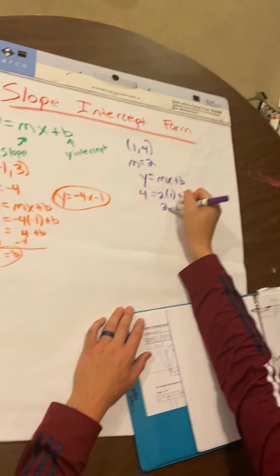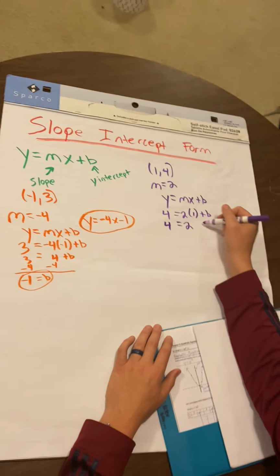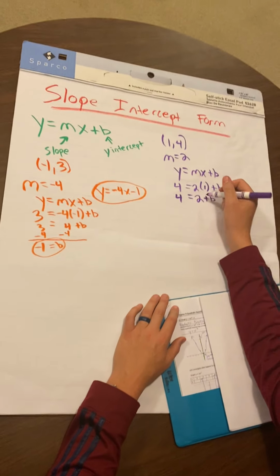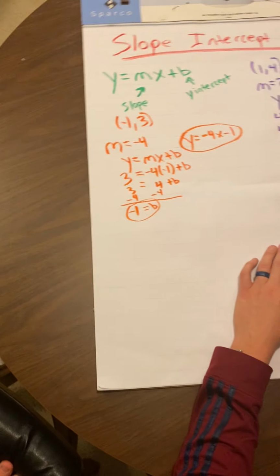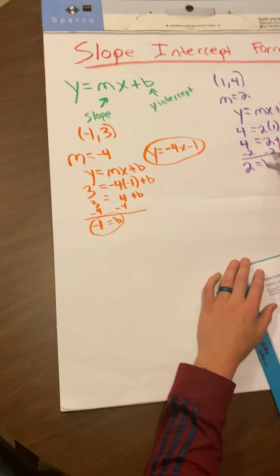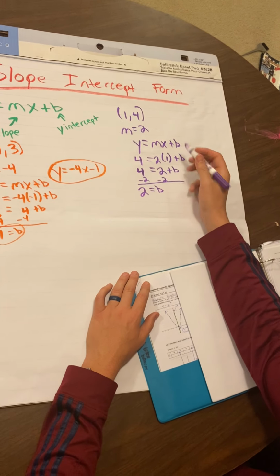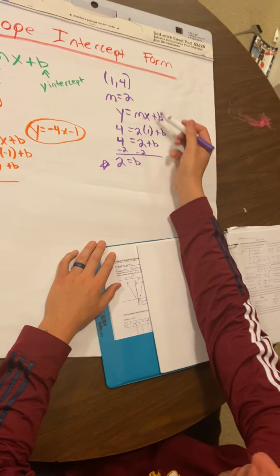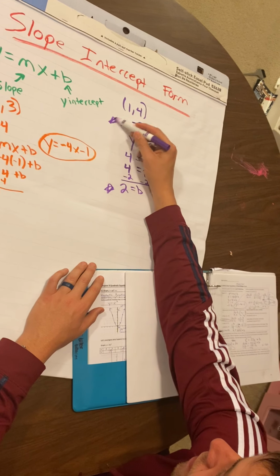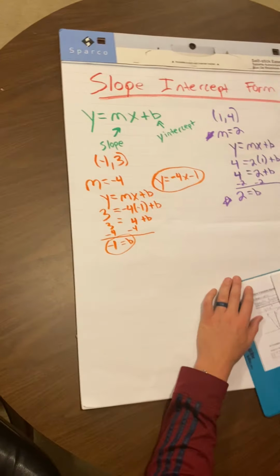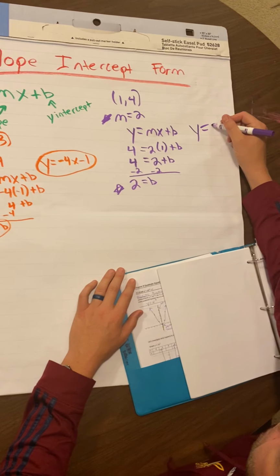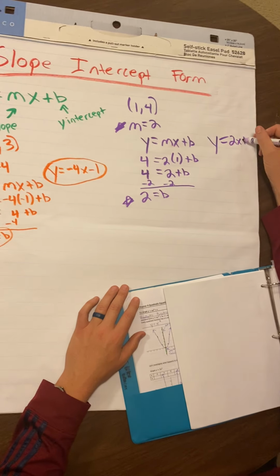2 times 1 is 2. So now we have to solve for b. Subtract 2 from both sides. We have 2 equals b. So now we have our slope and our y-intercept. We just rewrite it: y equals 2x plus 2.